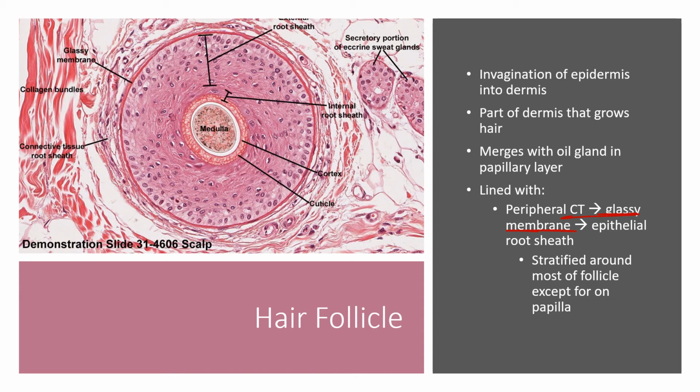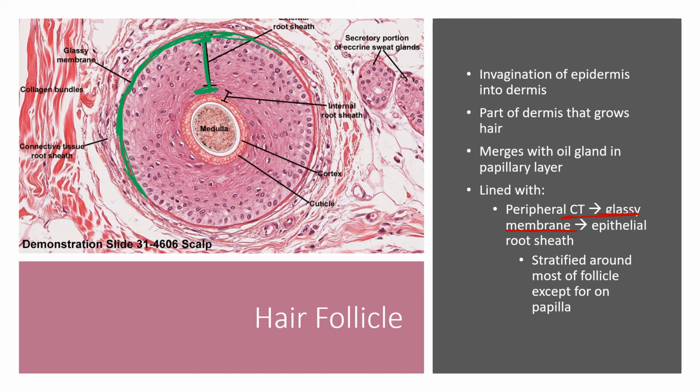I'm going to pick a different color here so it stands out, green. Glassy membrane. It's called glassy membrane because of how it looks under a microscope. Remember, a lot of cellular stuff is named like that. So you have this like connective tissue girdle, and then everything in here is your epithelial root sheath. And you have the same layers of your epithelial root sheath that you have on the surface of your skin.